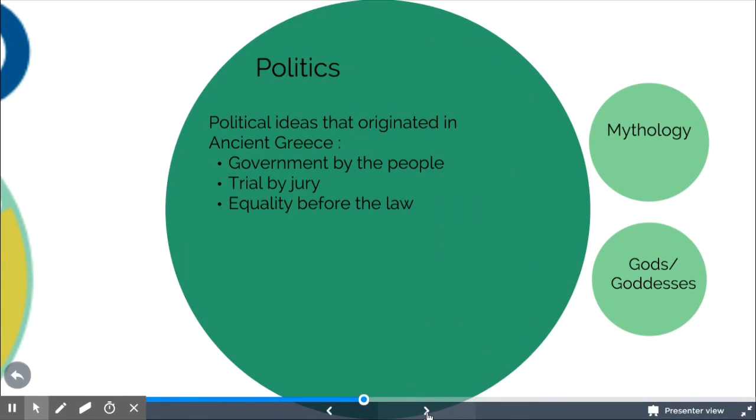All right, politics. Politics also originated in ancient Greece. You have the ideas of government by the people, trial by jury, and equality before the law. So when our founding fathers were figuring out our country and what they were going to do to establish our new government, they looked to the Greeks and the Romans for inspiration.